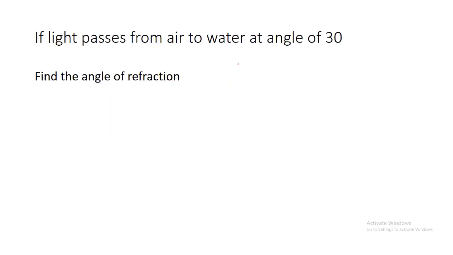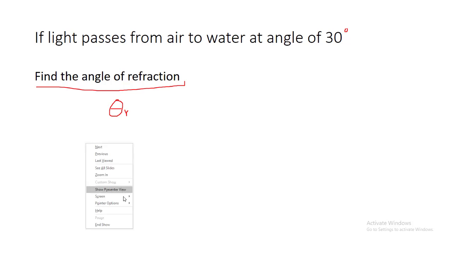This is an example. It says if light passes from air to water at an angle of 30 degrees. Alright, this is the angle, 30 degrees. It says find the angle of refraction. I cannot use the law of reflection because this is refraction. In order to find the angle of refraction, which is theta r, I need to use another law which is called Snell's law. I just explained Snell's law for you, and this is the equation. Let me first write down the equation and then I'll insert the values back in.